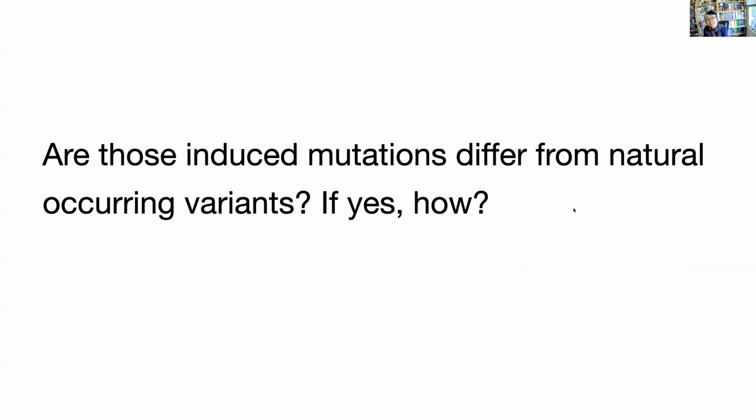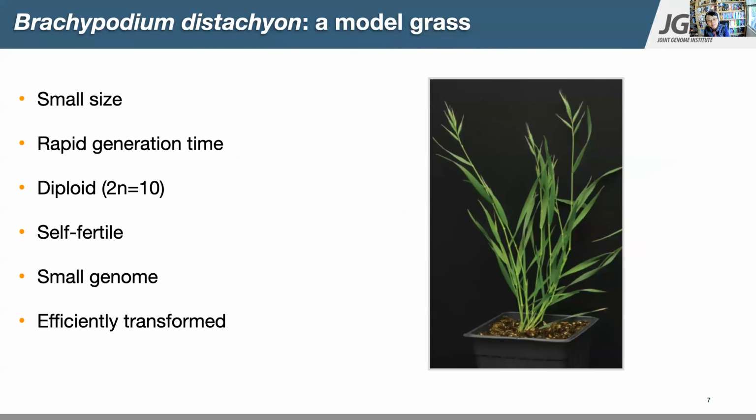Then the question is, do those induced mutations differ from naturally occurring variants? If yes, how? In order to answer this question, we chose Brachypodium distachyon as the model system because it's small and has a rapid generation time, is diploid and selfing, has a small genome, and is efficiently transformed.